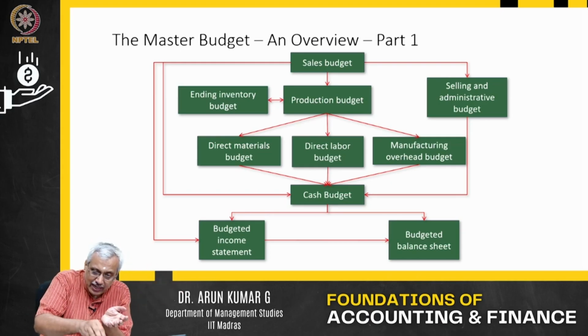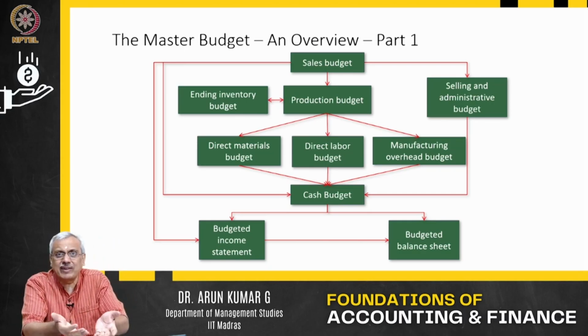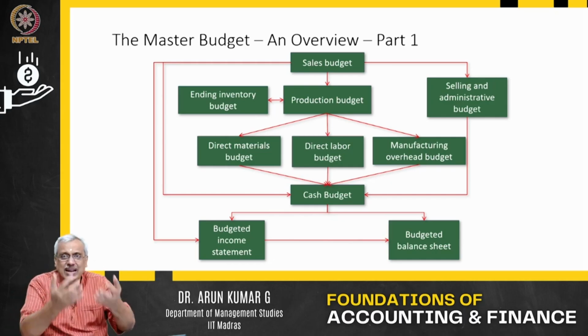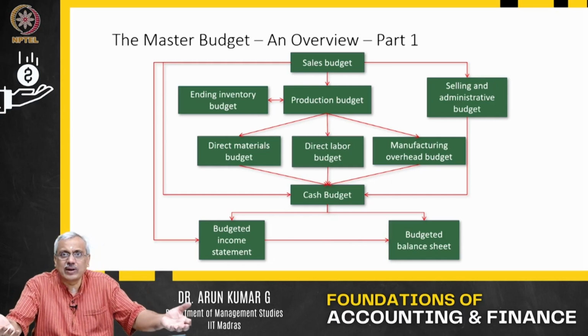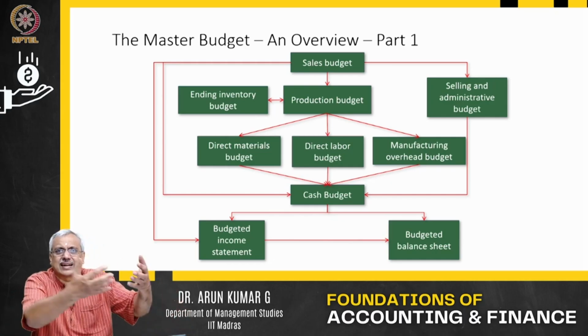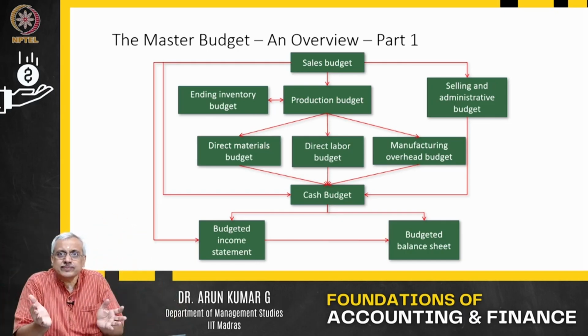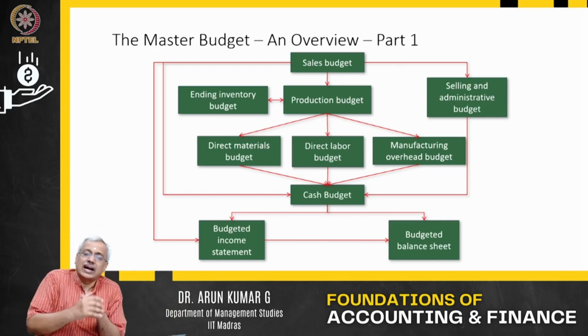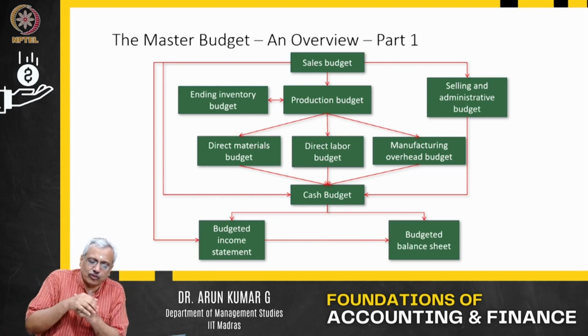All these eventually are going to drive my cash budget, because when I buy material I have to pay, when I pay for labor I have to pay, and when I sell I am going to get money. What is the time lag in all these things? What is the credit I give for sale? What is the credit I get for purchase? All these things will get fed into it, and then the cash budget comes in, and finally from the cash budget flow your income statement and balance sheet.